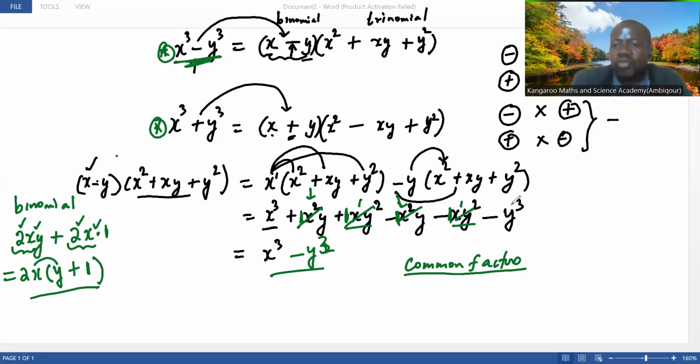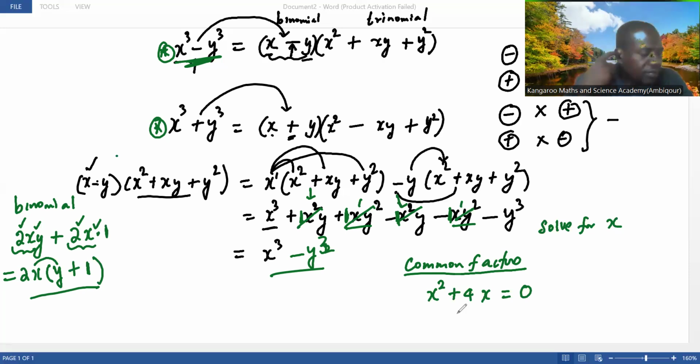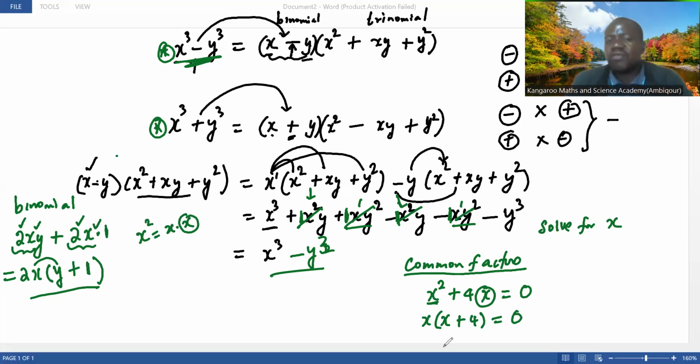For example, those who are in grade 12, they can say to you, solve for x. Then you have, let's say, x squared plus 4x equals 0. Obviously, just having a binomial. In a binomial, we have a common factor because x squared is the same as x times x. You see, there is an x here, and there's also an x there. So it means the common factor there is x. So if I'm taking x here, I'm going to remain with x. Then here, I'm going to remain with 4. Very important. Common factors are very important.